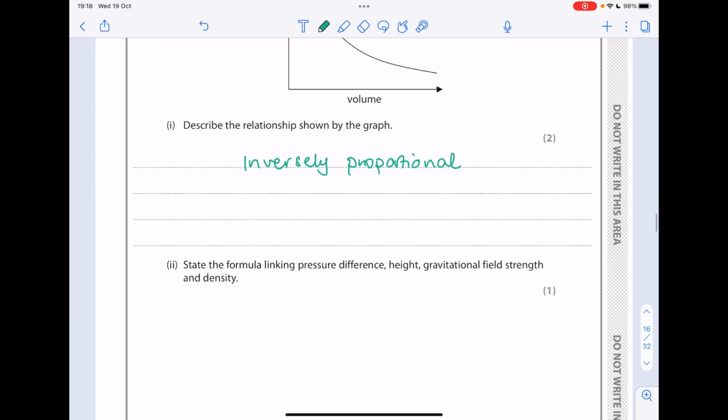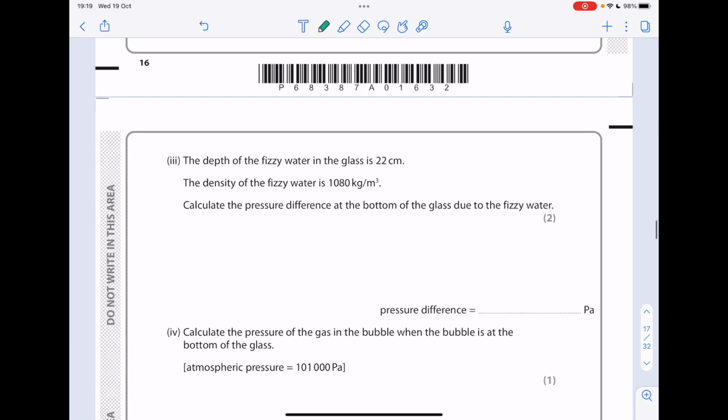State the formula linking pressure difference, height, gravitational field strength and density. It is pressure difference equals height times gravity times density, which is given by rho. The depth of the fizzy water in the glass is 22 centimetres, so that is density, which remember was rho. There's your depth. We're being asked to find the pressure difference, so let's write that equation out again.